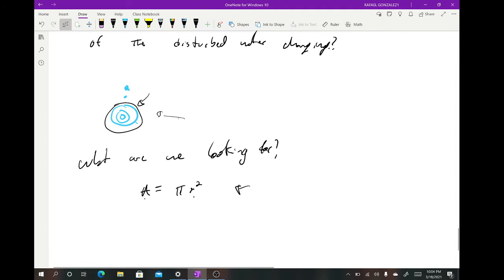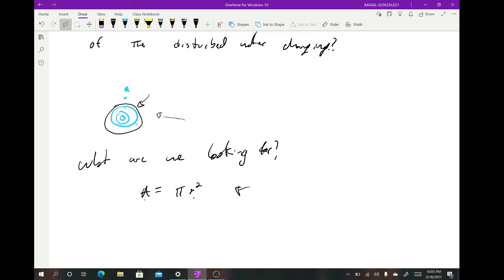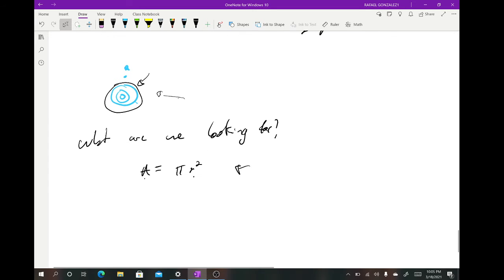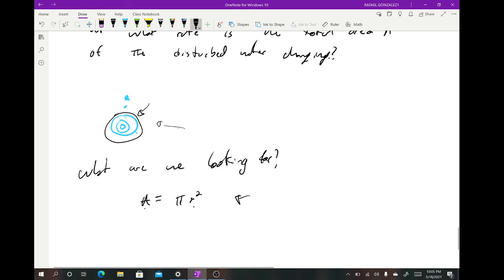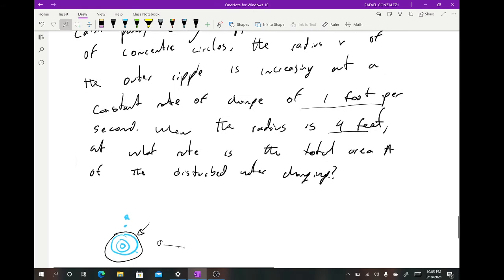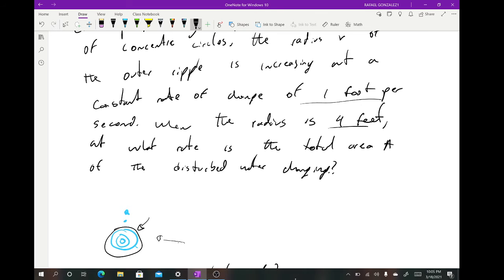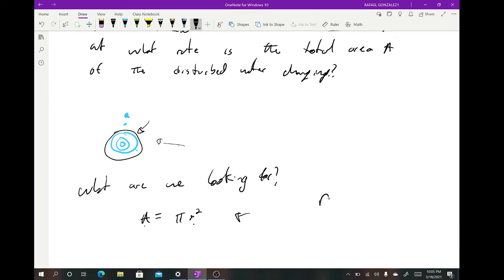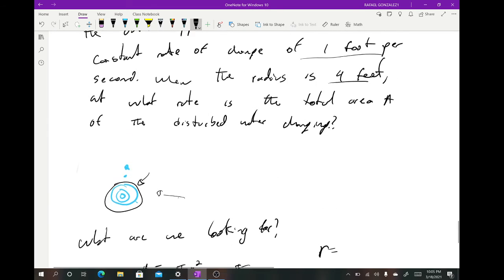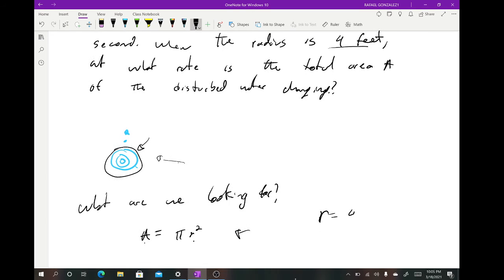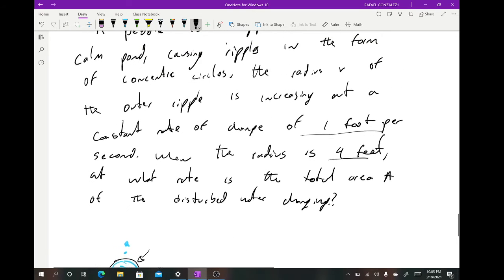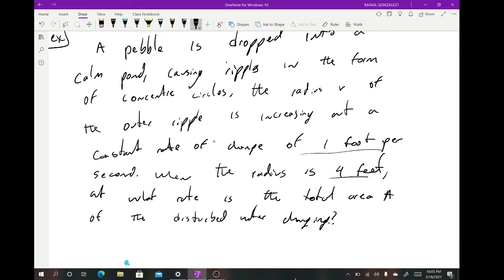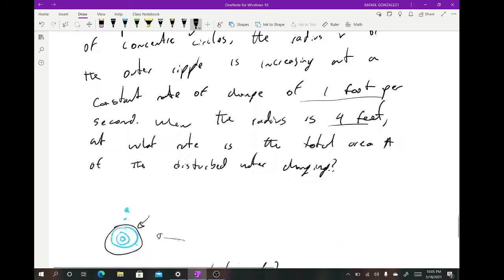From that measurement, you can find the area for every single circle that gets created in that time loop. In any case, this being a calculus class, we will do a couple of things. We will take a derivative implicitly, but before we do that, I want to write down what our variables are. We know that we want to find out when the radius r is 4 feet. And we know that the outer ripple is increasing at a constant rate of change of 1 foot per minute.